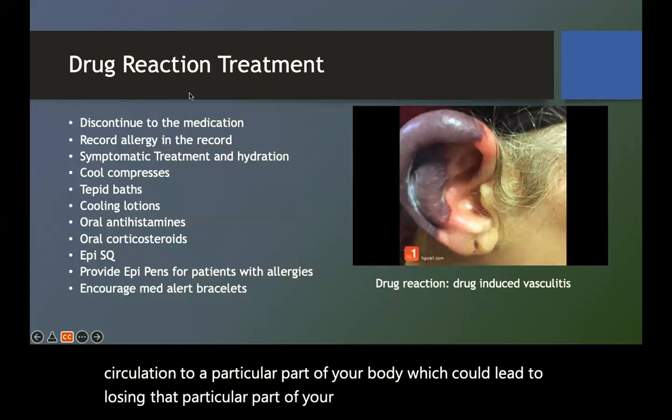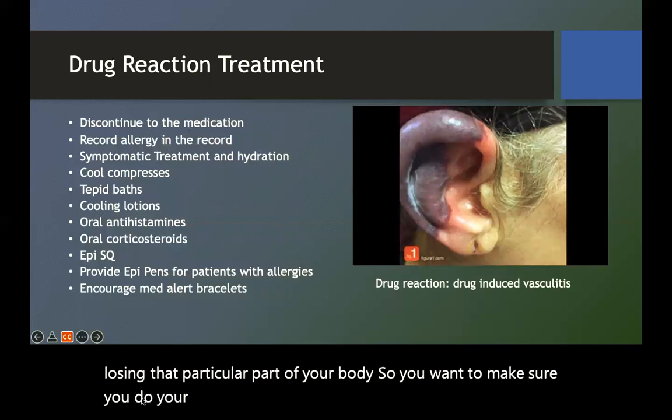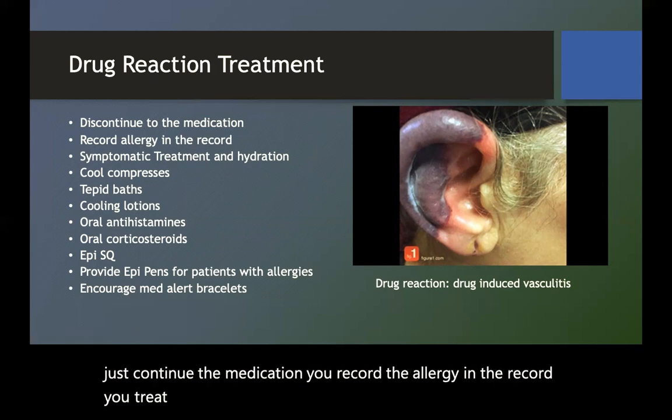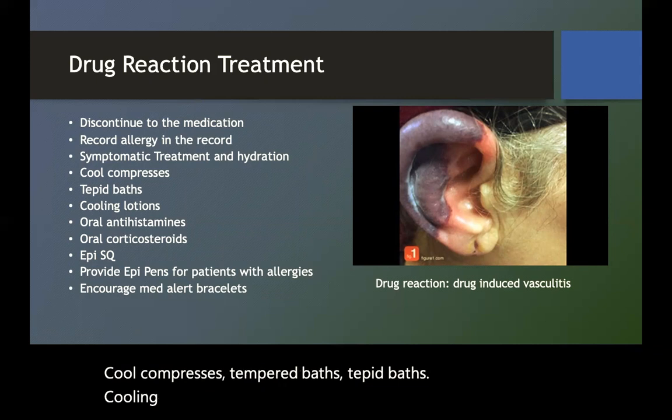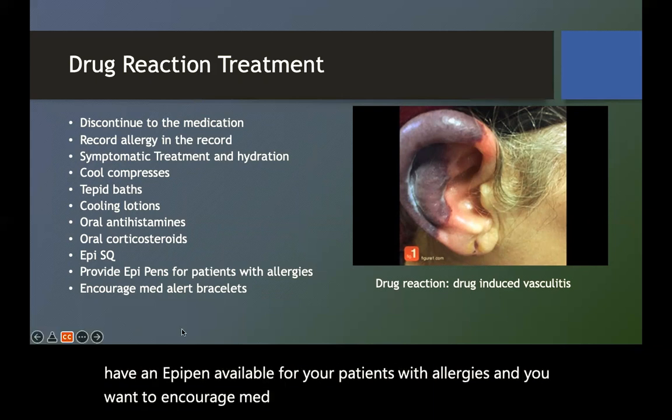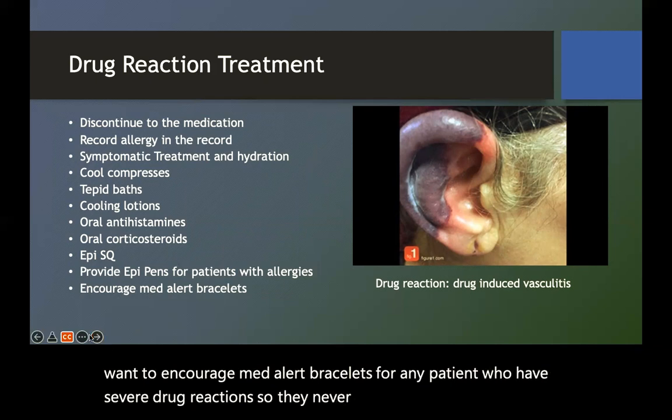So you want to make sure you do your drug reaction treatment immediately in that you discontinue the medication. You record the allergy in the record. You treat the patient symptomatically, provide hydration, cool compresses, tepid baths, cooling lotions, oral corticosteroids, epi sub-Q as needed. Definitely have an EpiPen available for your patients with allergies, and you want to encourage med alert bracelets for any patient who have severe drug reactions so they never are prescribed accidentally that drug again.